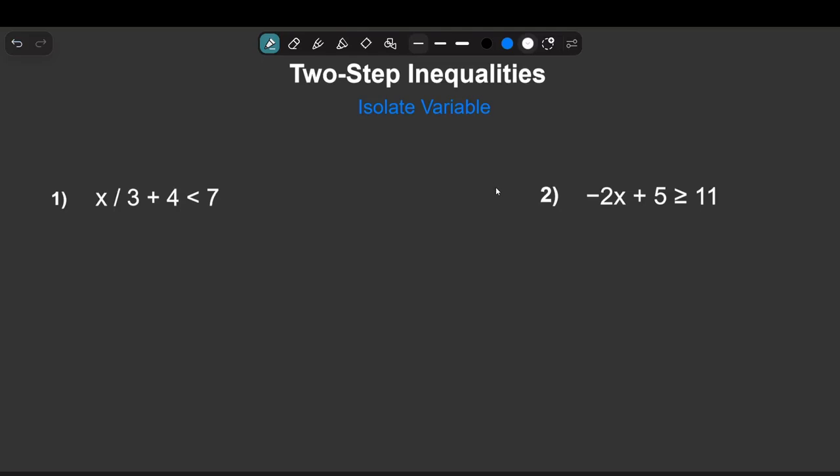Hello guys, welcome back to a new video, and in this video I'm going to cover how to solve two-step inequalities. Now when we solve inequalities, we want to isolate the variable or get it by itself on one side of the inequality. We do that by using inverse operations.